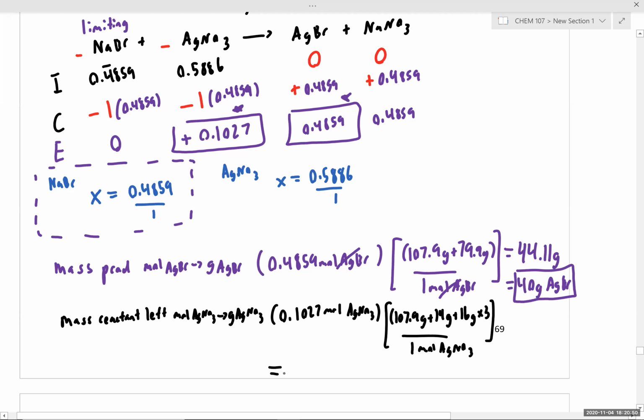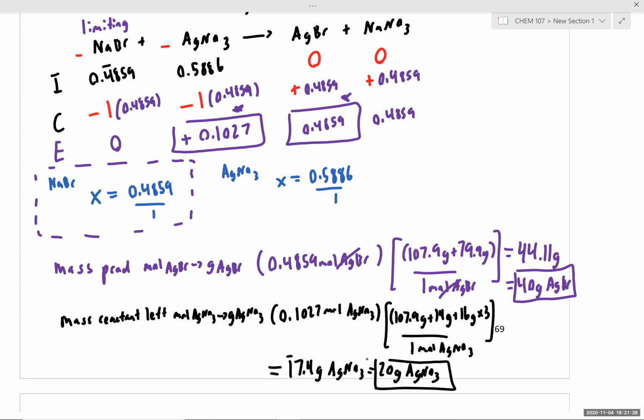So if we punch this into our calculator, we have 107.9 plus 14 plus 16 times 3. So we get 169.9 times 0.1027. And that gives us a final mass of 17.4 grams of silver nitrate that we round to our one sig fig of 20 grams of silver nitrate. Does this method make a little bit more sense? Does everyone see why the ICE method is preferred in this case and this case only? Because we need both the amount of reactant left over and the amount of product generated.